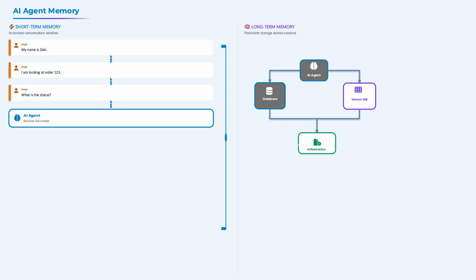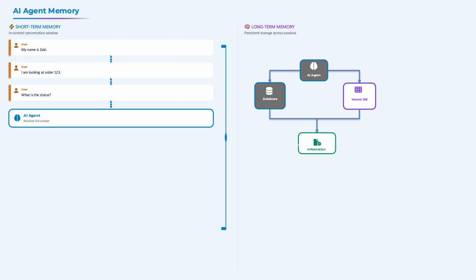Another important concept is memory. Normally, an LLM doesn't automatically remember everything forever. It only knows what you provide to it as context. So agents often use different approaches to memory. The first is short-term memory. This could include information from the current conversation.